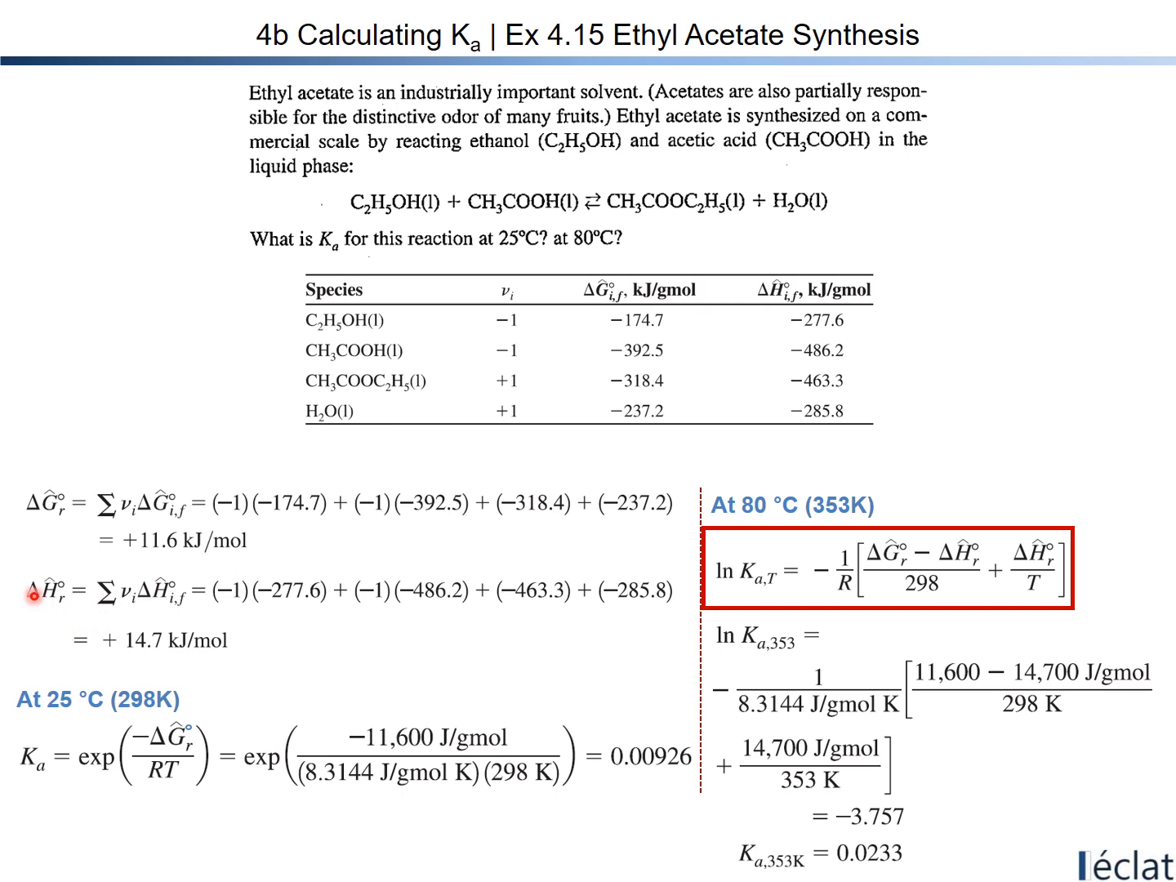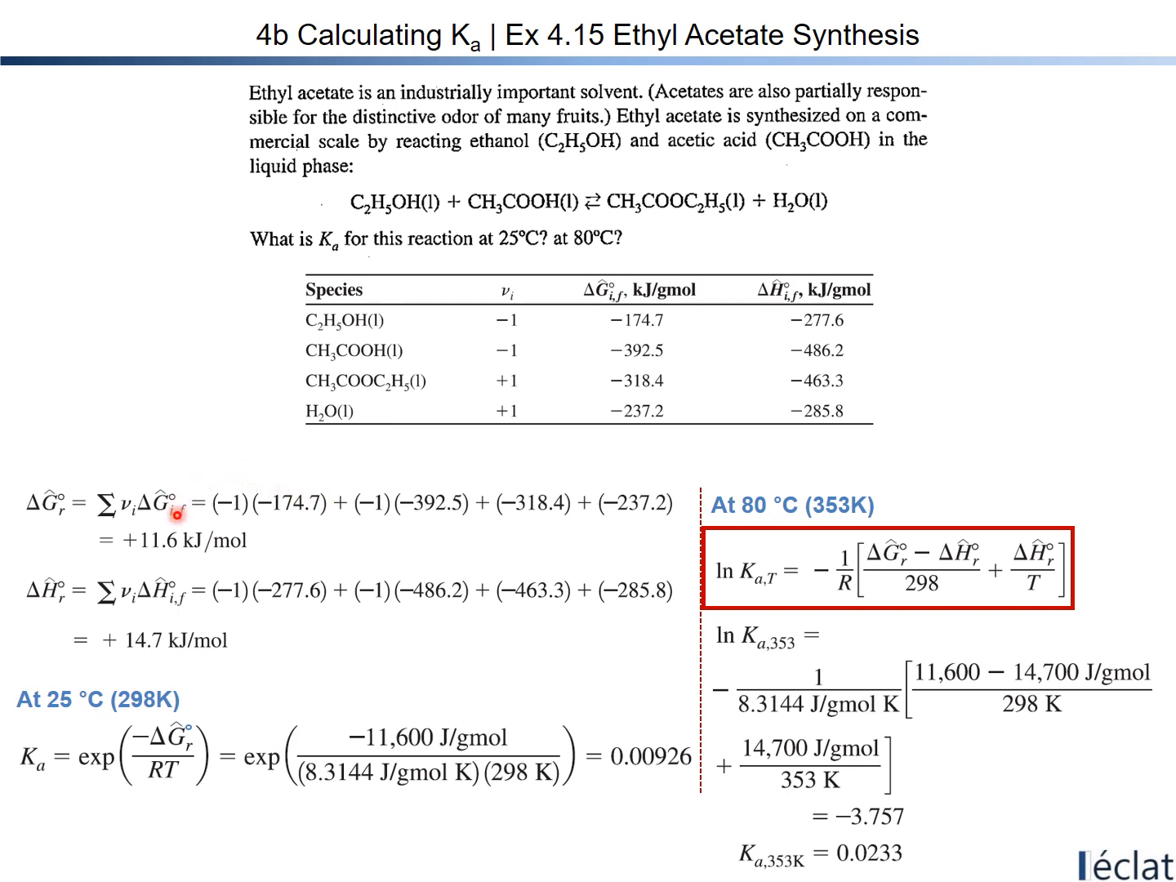Also, the enthalpy of reaction at the standard state can be calculated from the enthalpy of formation at the standard state. In the same way, after summation, we have this value. So a plus sign is obtained for the enthalpy term. Therefore, it is an endothermic reaction. So at higher temperature, the equilibrium constant would go up.